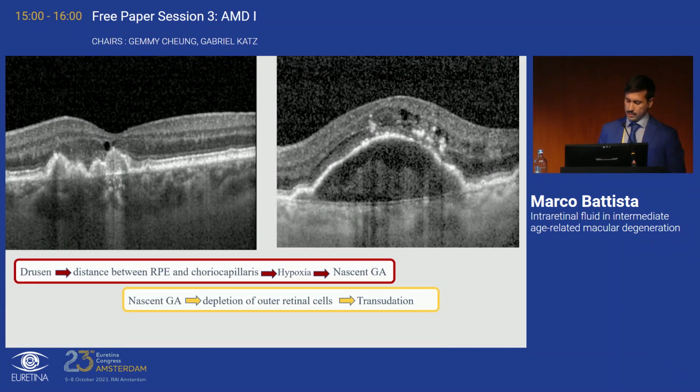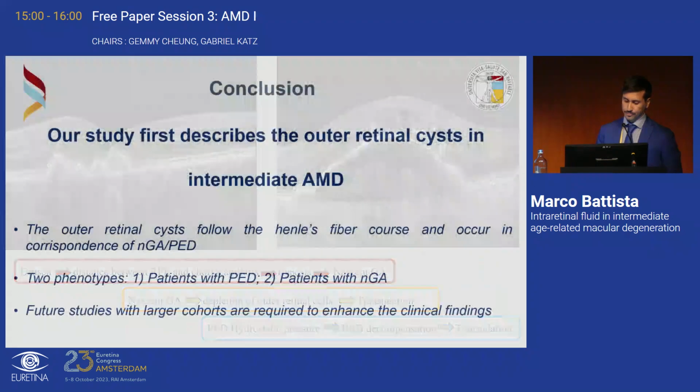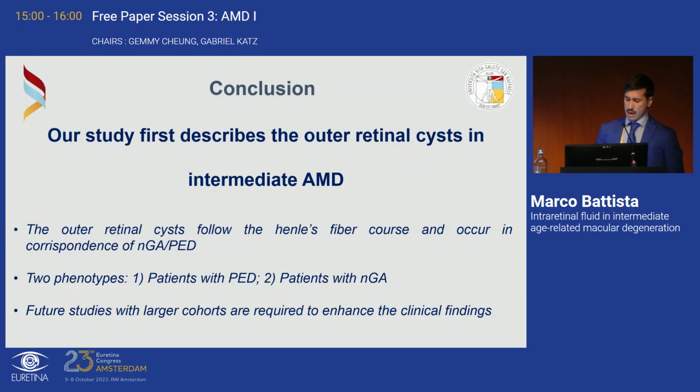So those are the 2 mechanisms that we reviewed. The nascent GA brings a depletion of outer retinal cells and then transudation. Instead, the PED brings a blood-retinal barrier decompensation and thus an exudation. So in conclusion, we reviewed some cases of intraretinal fluid in intermediate age-related macular degeneration, and we observed 2 phenotypes: intraretinal fluid associated with PED and intraretinal fluid associated with a nascent geographic atrophy.